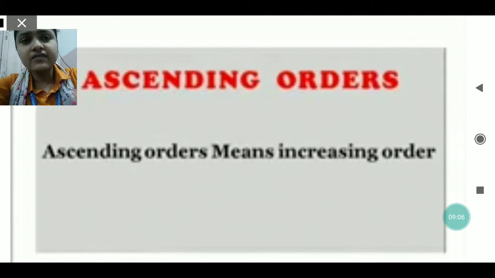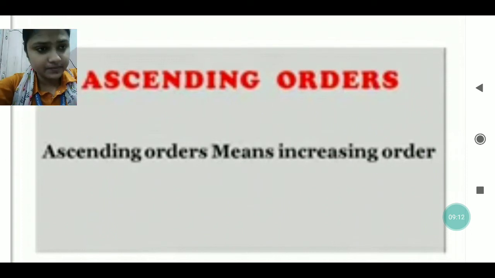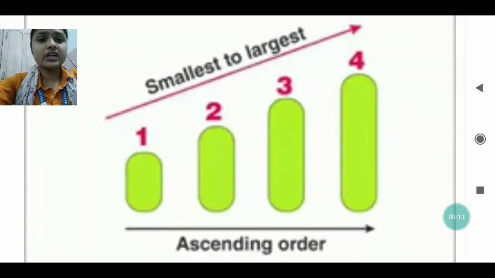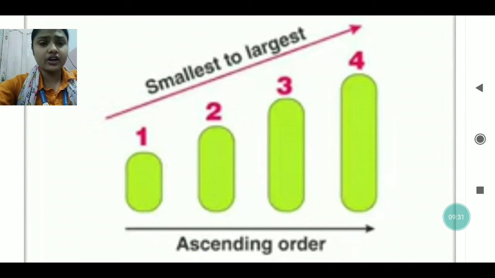In the same way, descending order is considered a decreasing order, because there it decreases. You can see in this, it is written from the smallest to the largest it is going, so it is going in increasing order. That is why the slope is going like this. Its peak is going high, and that is why it is called increasing order.